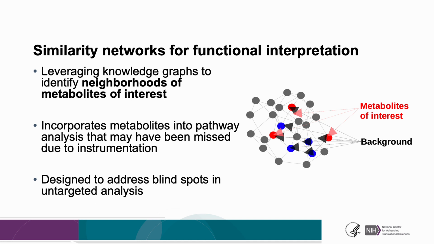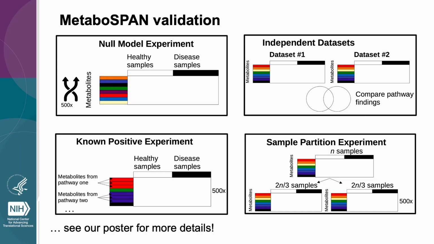To do this, we overlaid metabolites of interest onto our knowledge graphs and used network topological properties to extract relevant neighborhoods of metabolites that were highly proximal to the input set. The network topology was described using a Markov random walk with restarts, which allowed us to correct for bias introduced by network connectivity and centrality.